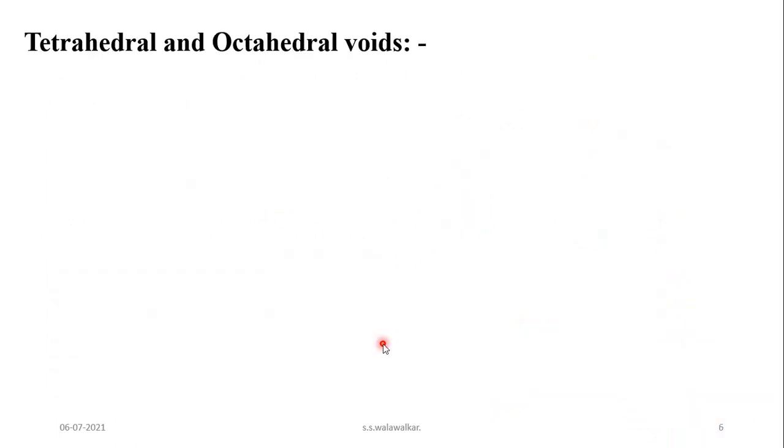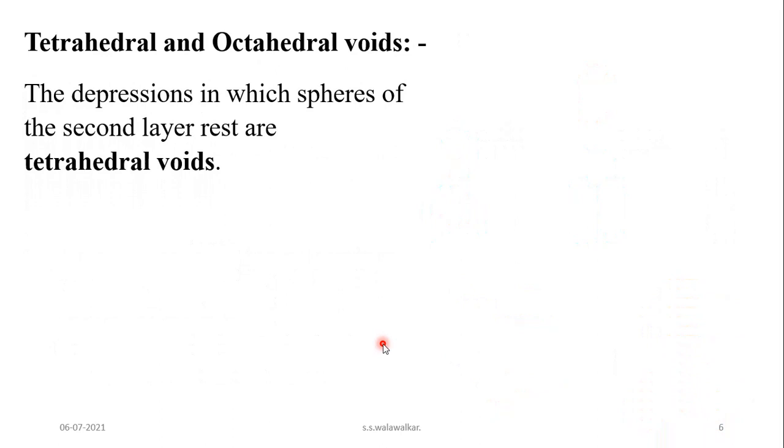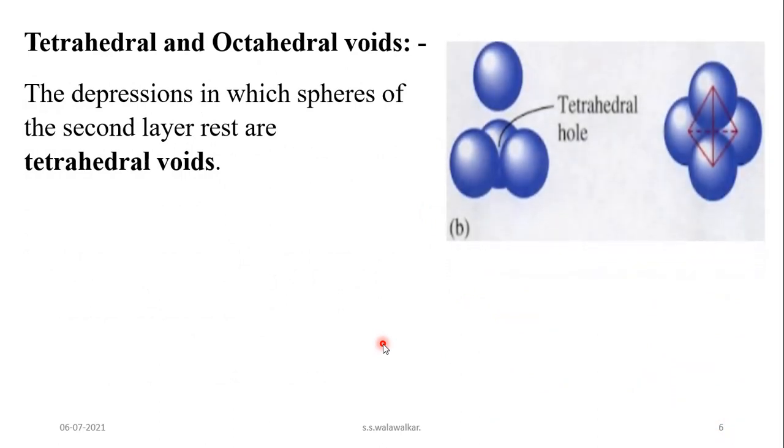void, like this. So the depression in which the sphere of the second layer rests, this is the first layer, this is the second, this is the depression. So the depression in which the sphere of the second layer rests is called a tetrahedral void. And here when you join the centers of all these 4 spheres, 3 from the first layer, 1 from the second layer, we get what?